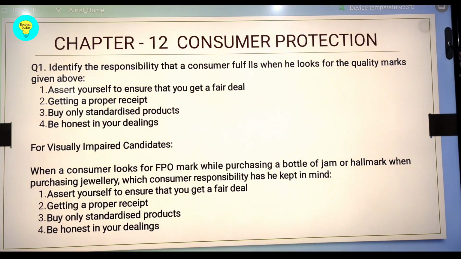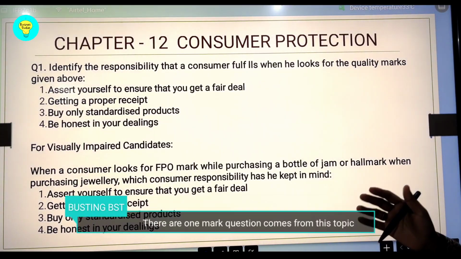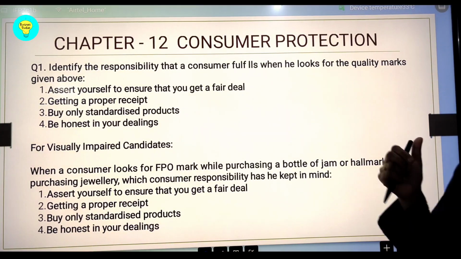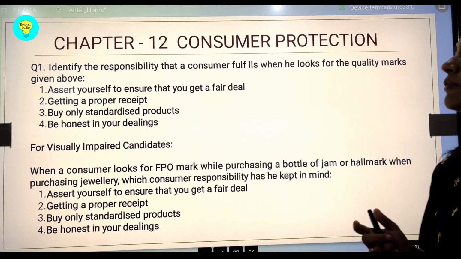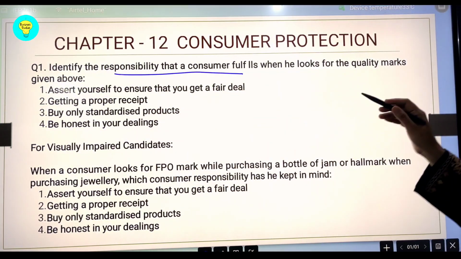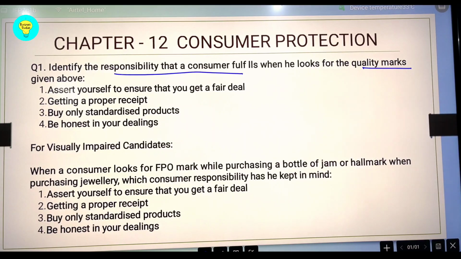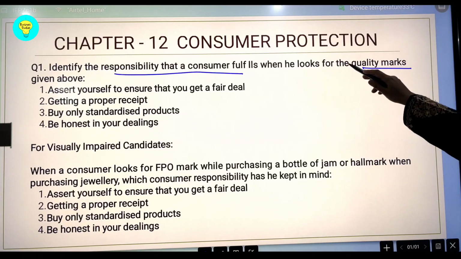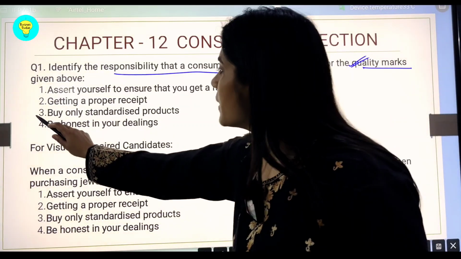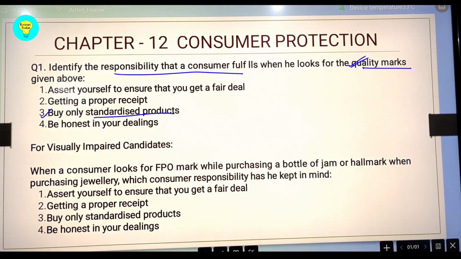So the first question says, as I told you, there are 1 markers only from this chapter, and around 4 1 markers are there so as to frame this chapter's weightage to 4 marks out of 15 from this unit. So this question, student, says to identify the responsibility of a consumer when he looks for the quality marks. The consumer has the right and the duty to buy only standardized products, and due to buying only standardized products, he must be assured of the quality. So he is checking the quality marks. So this is the proper answer for this.